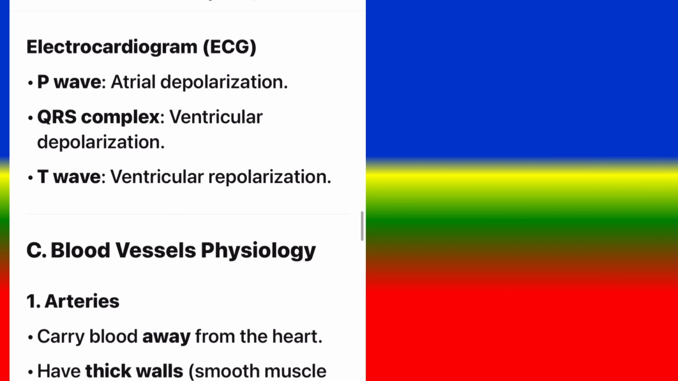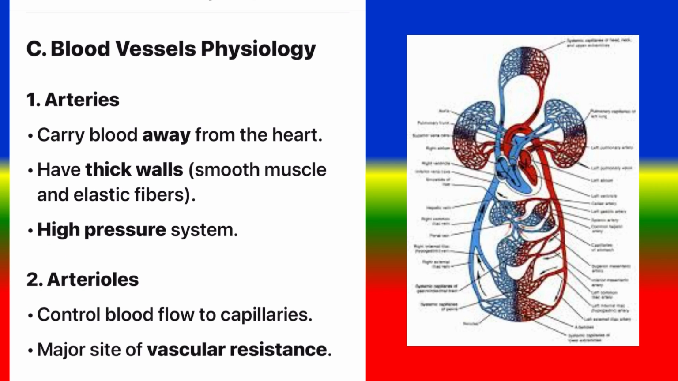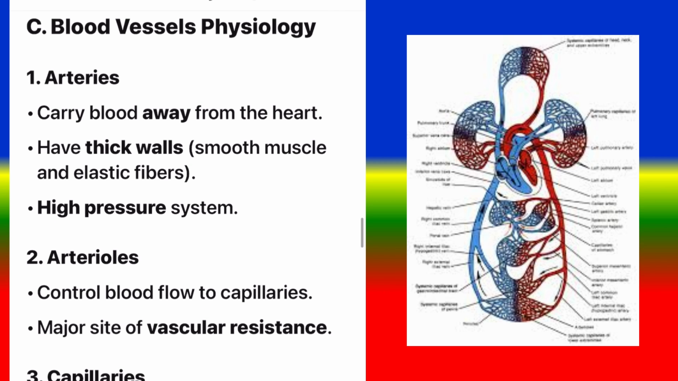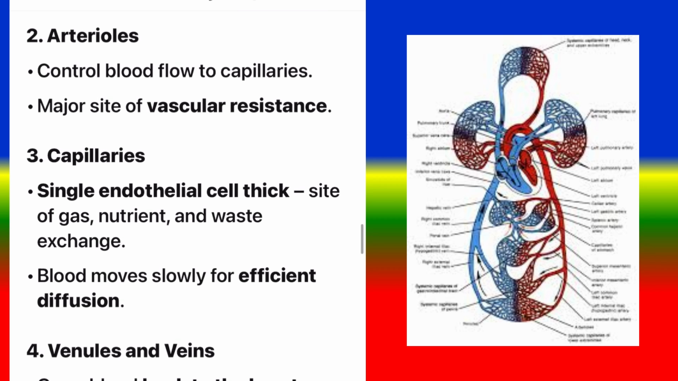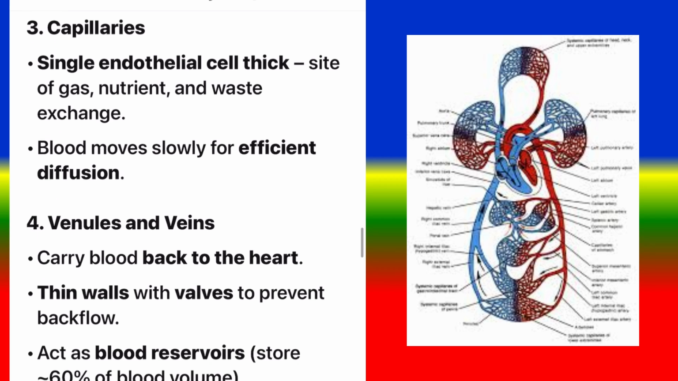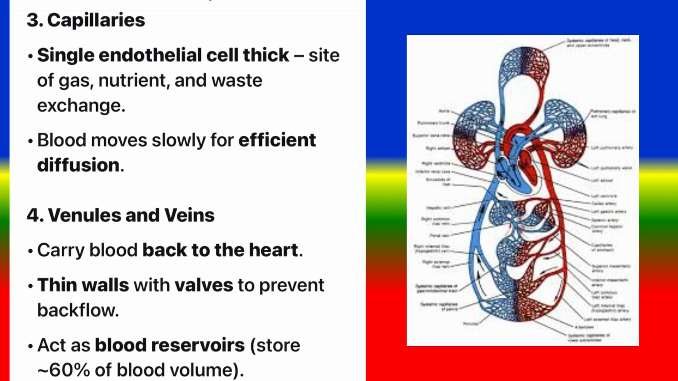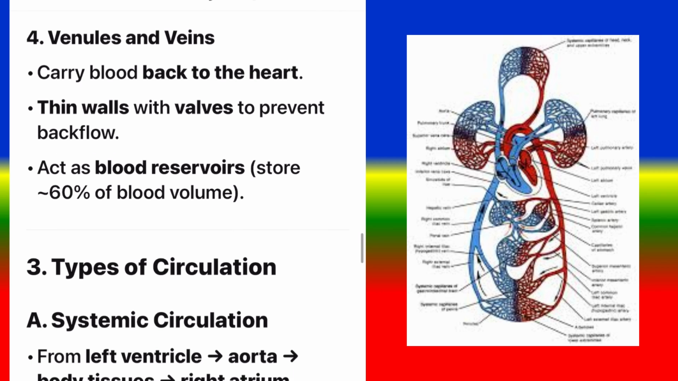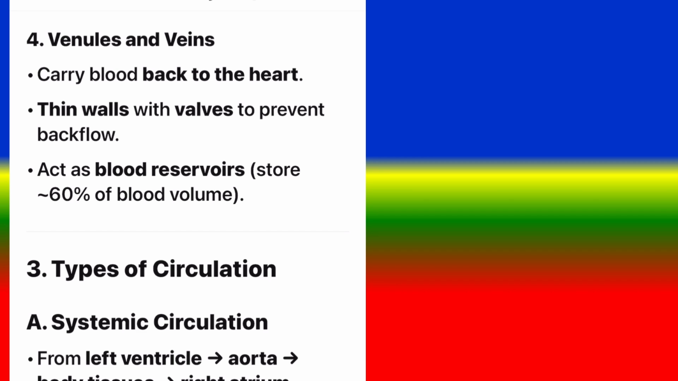C. Blood vessels physiology. 1. Arteries carry blood away from the heart, have thick walls, smooth muscle and elastic fibers. High pressure system. 2. Arterioles control blood flow to capillaries, the major site of vascular resistance. 3. Capillaries, single endothelial cell thick, the site of gas, nutrient, and waste exchange. Blood moves slowly for efficient diffusion. 4. Venules and veins carry blood back to the heart, with thin walls and valves to prevent backflow. They act as blood reservoirs, storing 60% of blood volume.